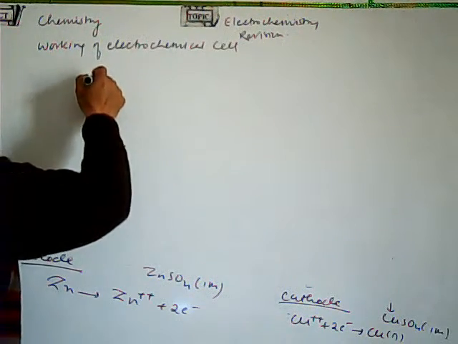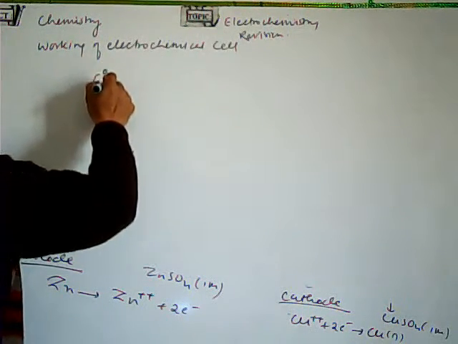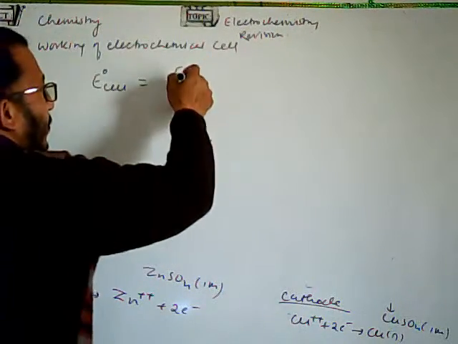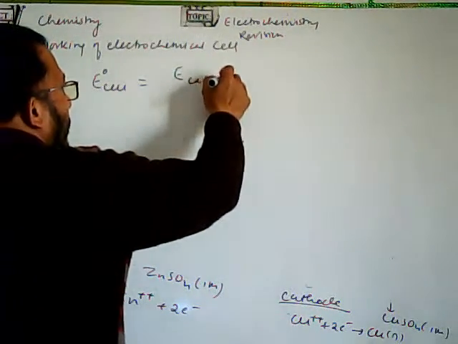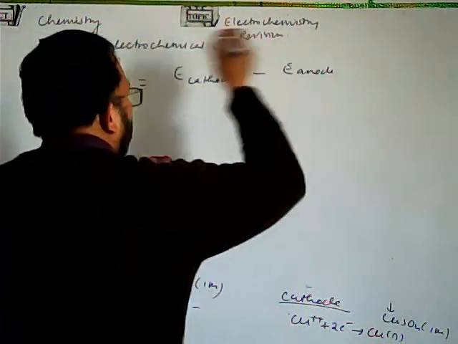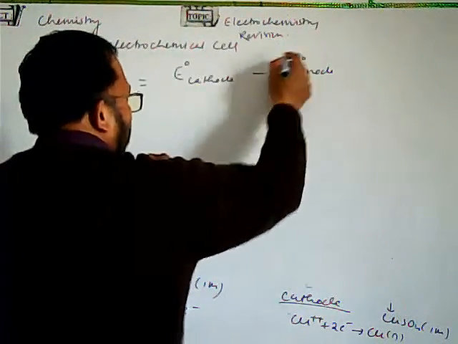So E naught cell equals E naught cathode minus E naught anode. Okay, standard, we have standard here.